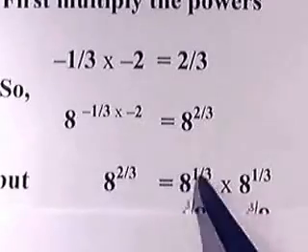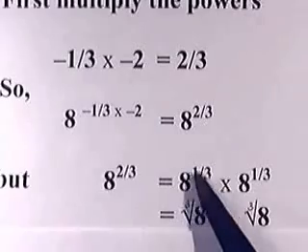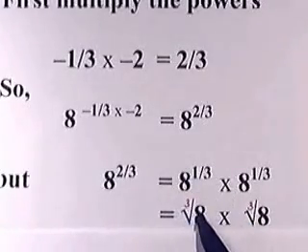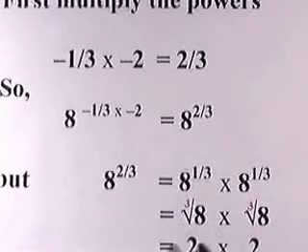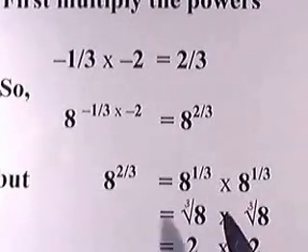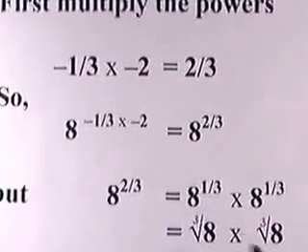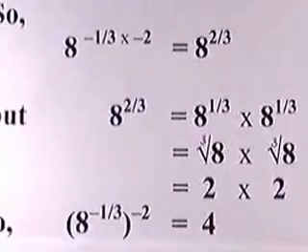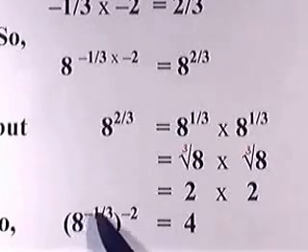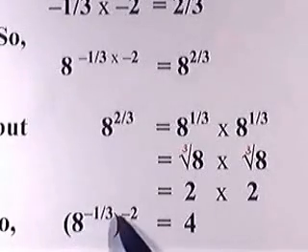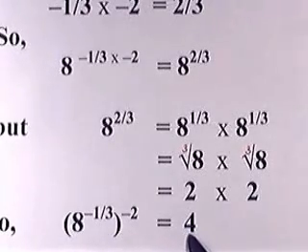Why have I done that? Because I know that 8 to the power of 1/3 is the same thing as the cube root of 8. So that's the cube root of 8 as well. Well, the cube root of 8, you should know, is 2. And so this is really the same as 2, and that's really the same as 2. 2 times 2 is 4. So, going back to your original question, 8 to the power of minus a third, all brackets, all raised to the power of minus 2, is exactly the same thing as 4.